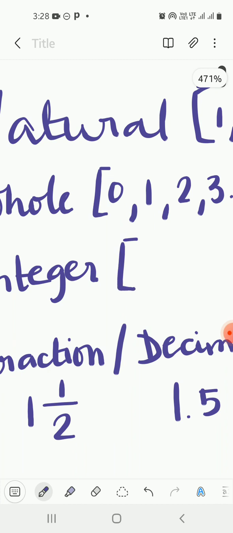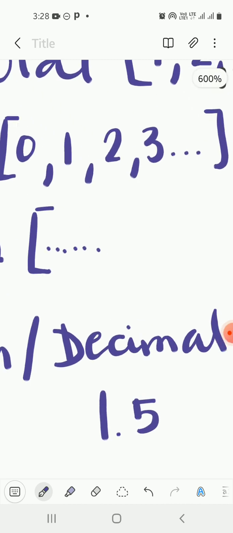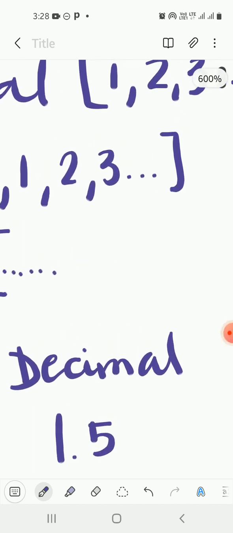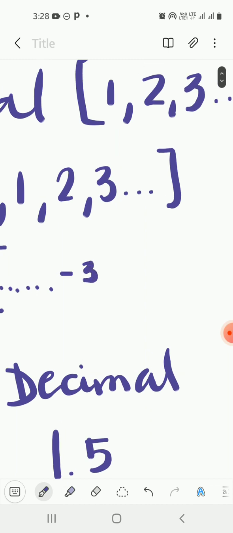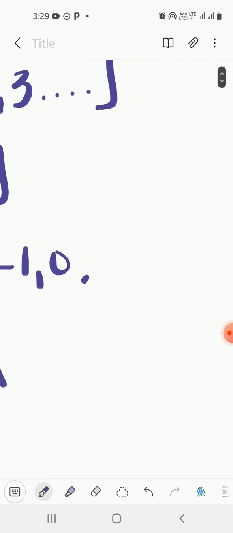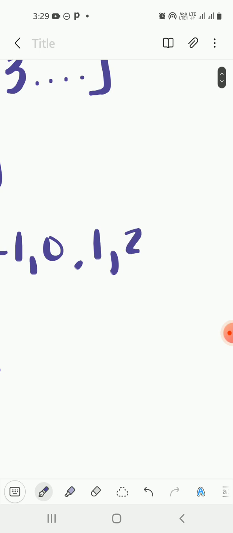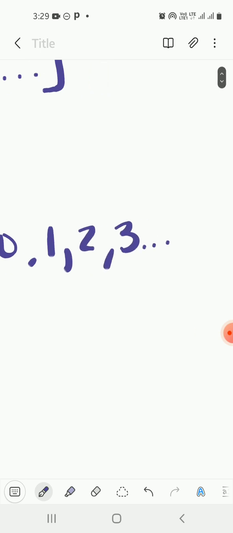Integers are numbers that consist of both positive as well as negative numbers. So similarly, we do not know from where it begins. It's infinity and it moves till infinity. So it's like, for an example, -3, -2, -1, 0, 1, 2, 3. This way it will continue.